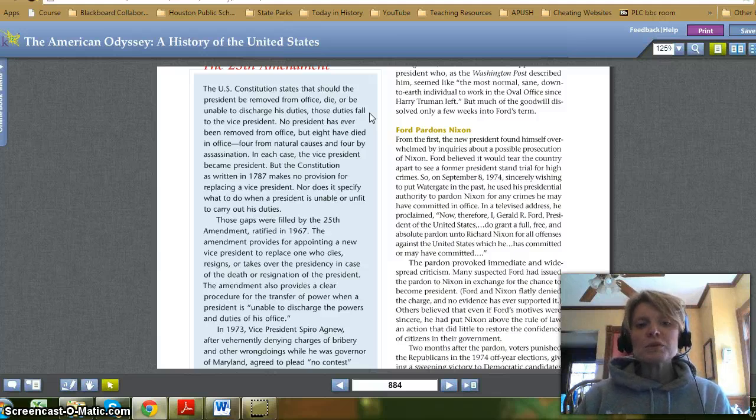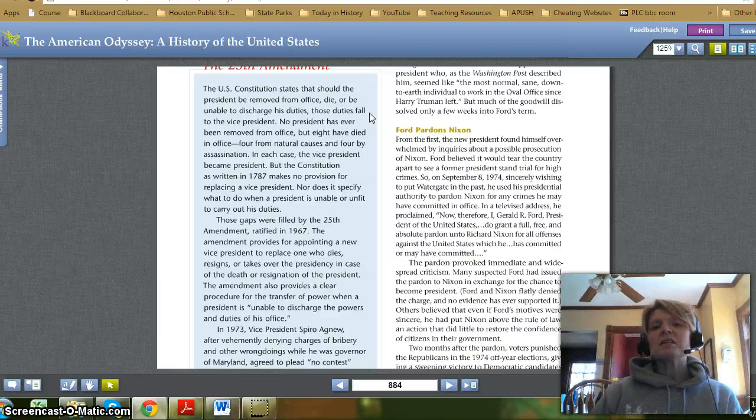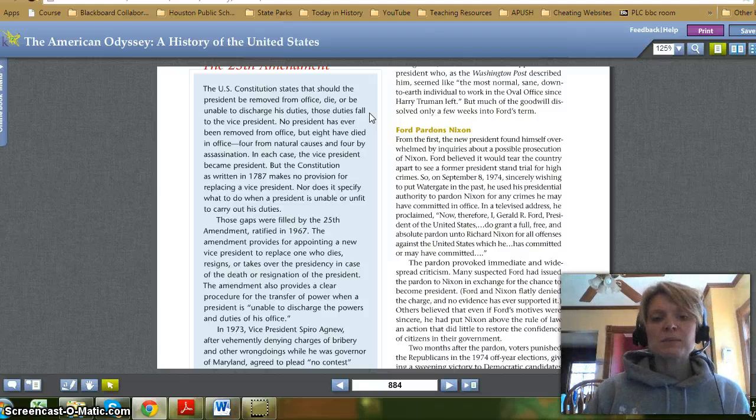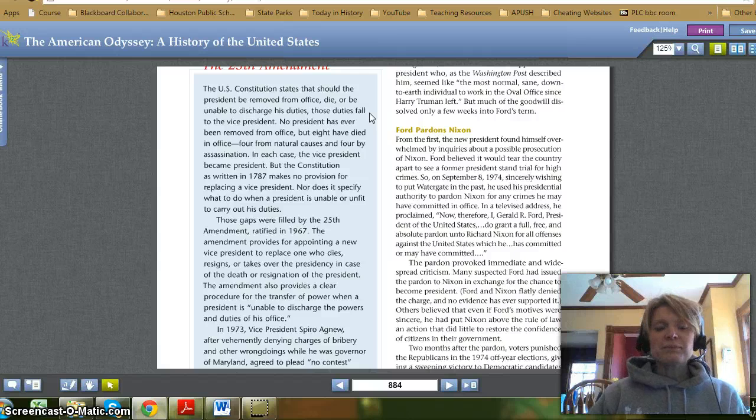But when the Constitution was written in 1787, it makes no provision for replacing a vice president. Nor does it specify what to do when a president is unable or unfit to carry out his duties. Those gaps were filled by the 25th Amendment ratified in 1967. The amendment provides for appointing a new vice president to replace one who dies, resigns, or takes over the presidency in case of the death or resignation of the president.